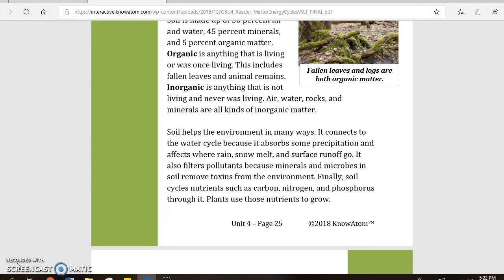Soil helps the environment in many ways. It connects to the water cycle because it absorbs some precipitation and affects where rain, snowmelt, and surface runoff go. It also filters pollutants because minerals and microbes in soil remove toxins from the environment. Finally, soil cycles nutrients such as carbon, nitrogen, and phosphorus through it. Plants use those nutrients to grow.